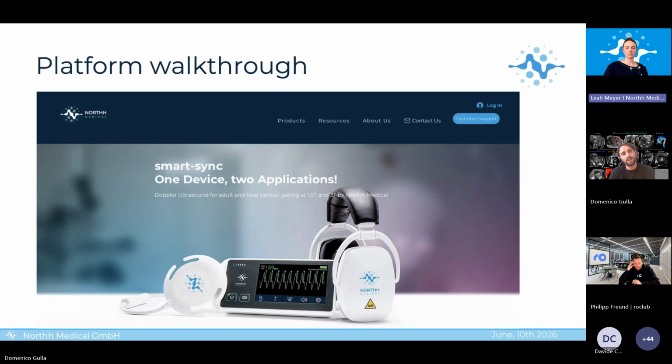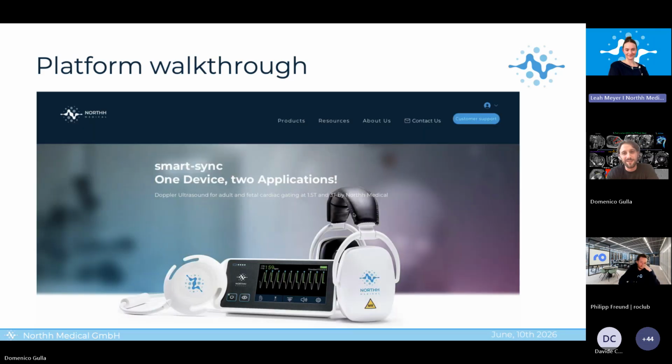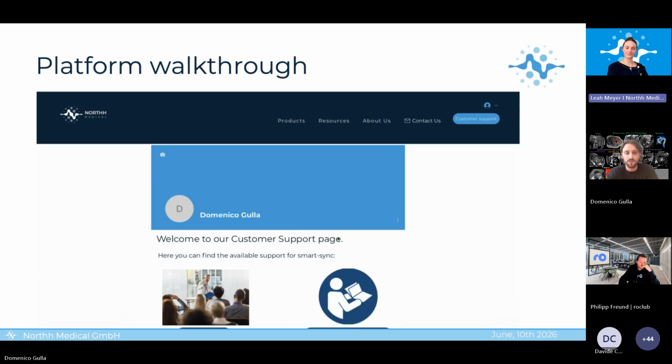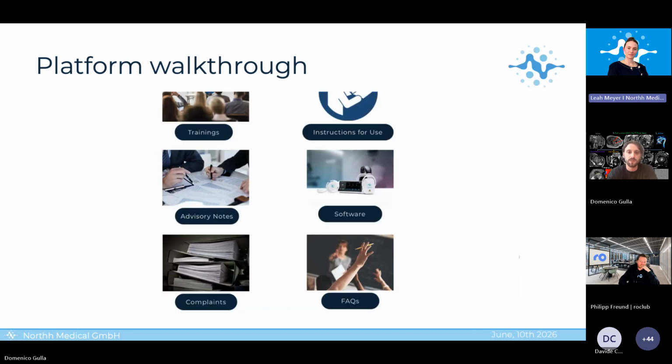Here is a video that shows the platform walkthrough. We'll just run the video because I think it will be really easy for everyone to understand how it works. You can see that, of course, you need to log in. There is my email and my password, and going through. Then you can click on customer support. After that, you are in your page, in your profile, and here you can find all the information related to trainings, instructions for use, advisory notes.